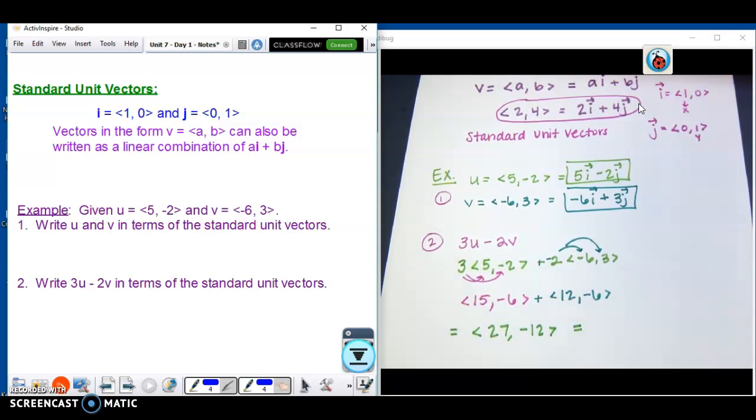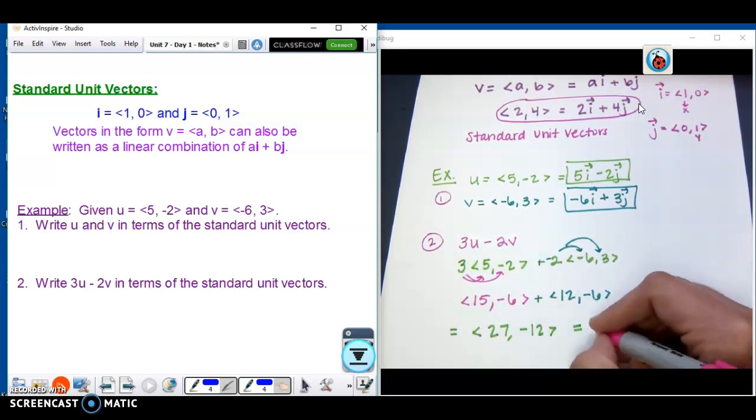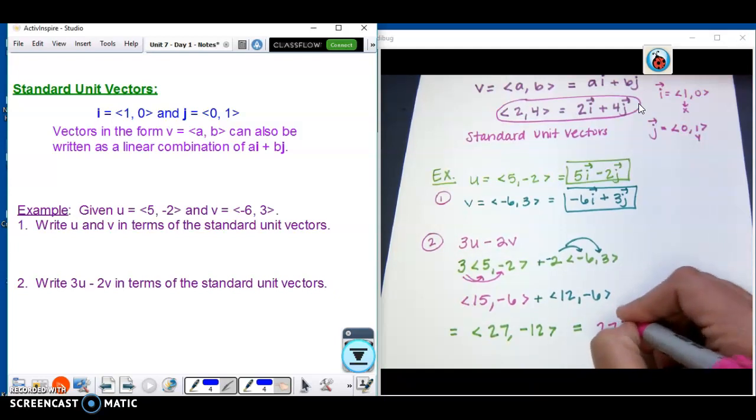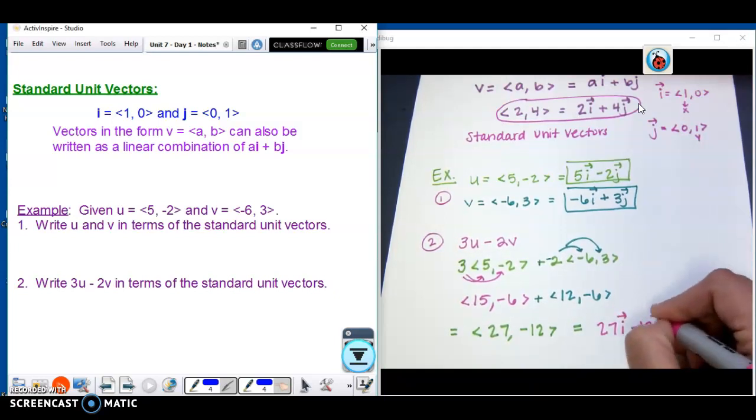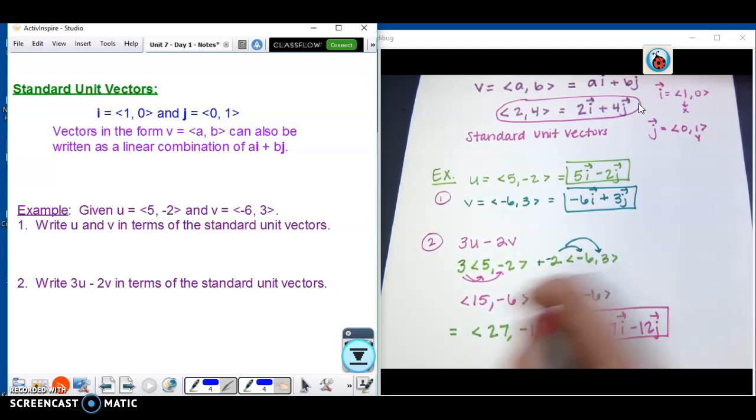Now that answer is correct, but it wanted it in standard unit vectors, so we're going to rewrite it as 27 vector i minus 12 vector j. So once again, it's just another way to write a vector. Instead of the normal vector form, it's called the standard unit vector.